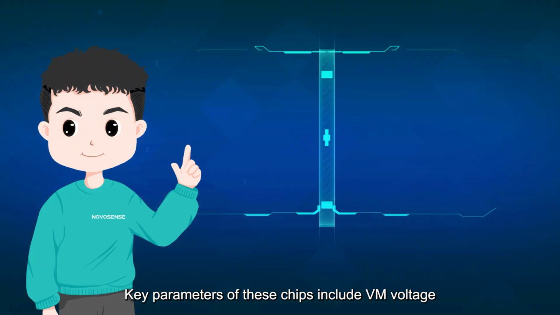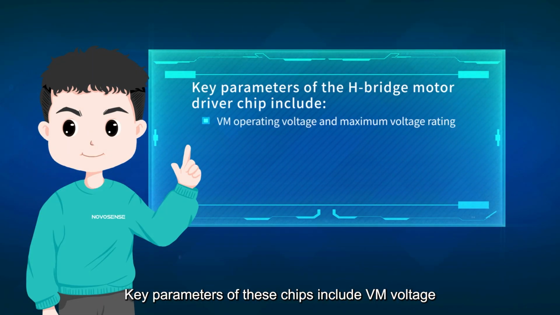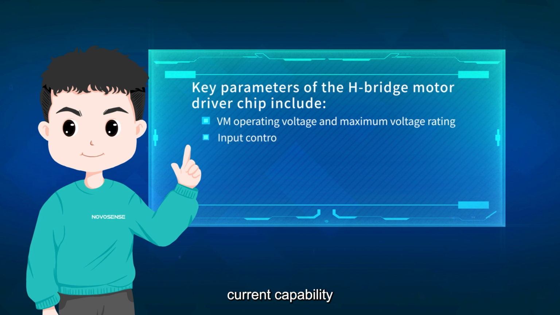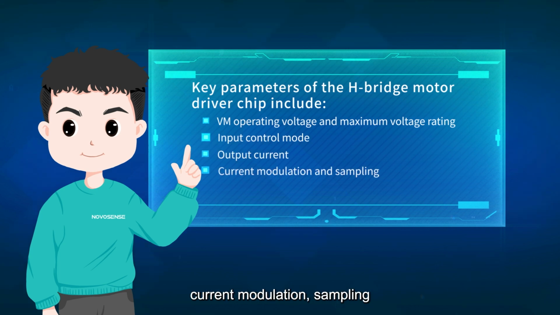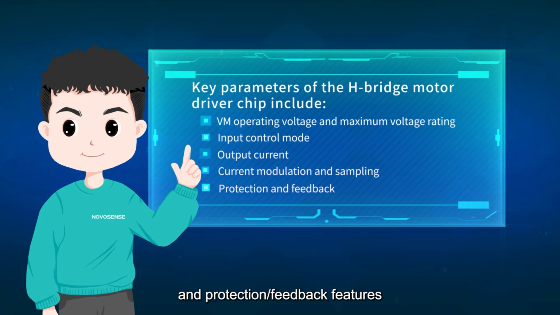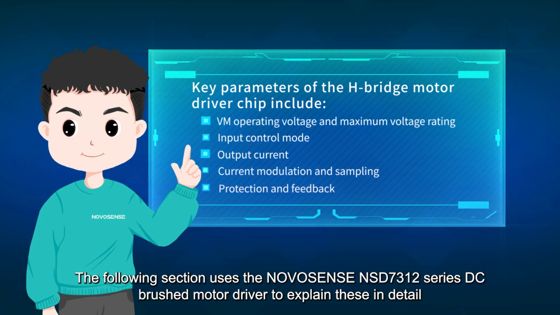Key parameters of these chips include VM voltage, max voltage rating, current capability, input control method, current modulation, sampling, and protection and feedback features. The following section uses the NOVOSENSE NSD7312 series DC brushed motor driver to explain these in detail.